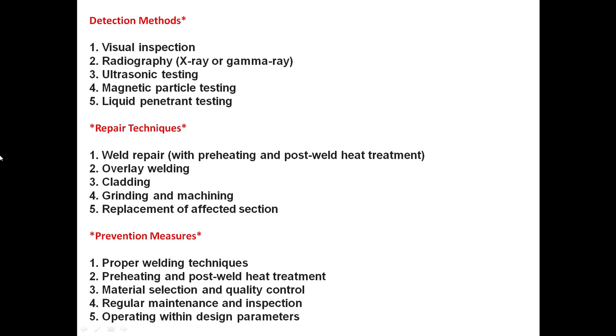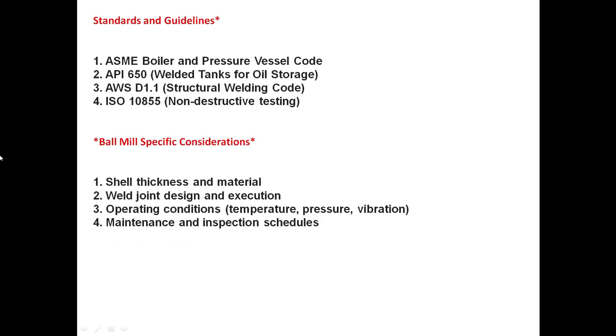Prevention measures: proper welding techniques, preheating and post weld heat treatment, material selection and quality control, regular maintenance and inspection, and operating within design parameters. Standards and guidelines: ASME Boiler and Pressure Vessel Code, API 650 welded tanks for oil storage, AWS D1.1 American Welding Society structural welding code, ISO 10855 non-destructive testing codes. Ball mill specific considerations: shell thickness and material, weld joint design and execution, operating conditions, temperature, pressure, vibration. Fourth point is the maintenance and inspection schedules.